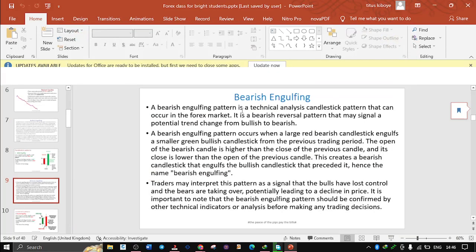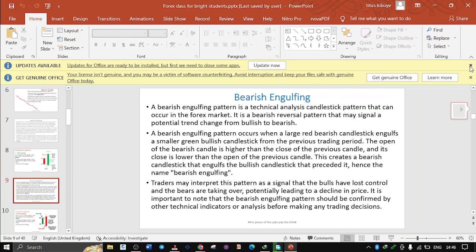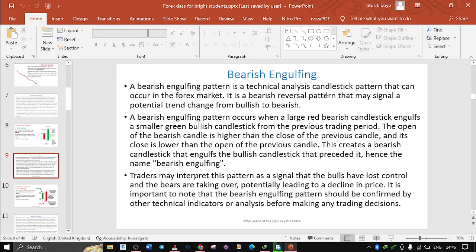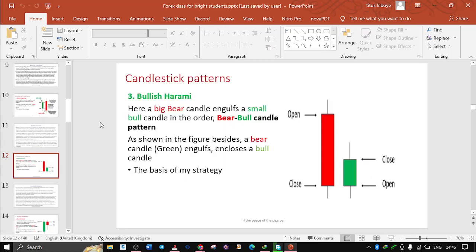And the slides, I added some more slides. Something like four to five slides. So I will be sending you an updated version.